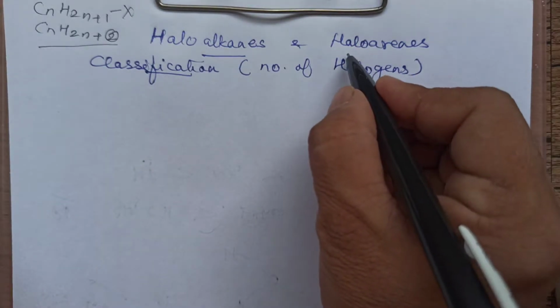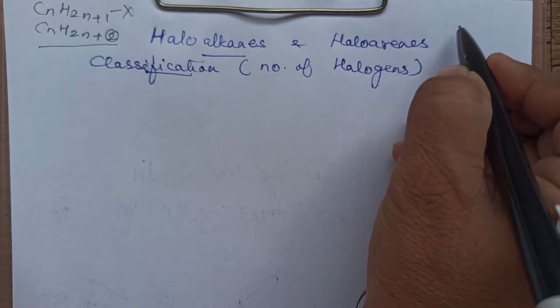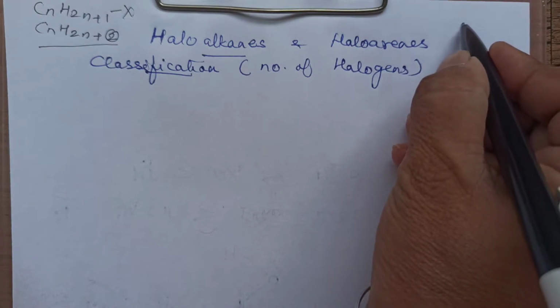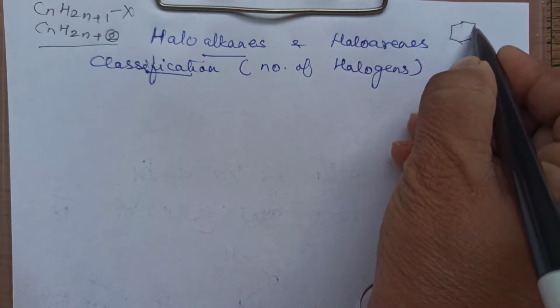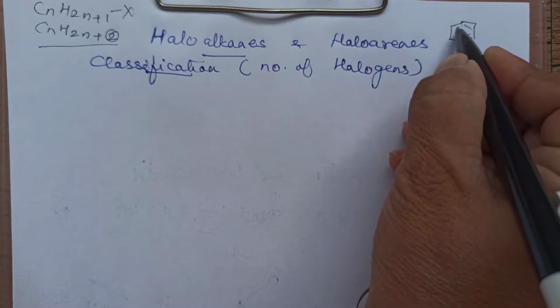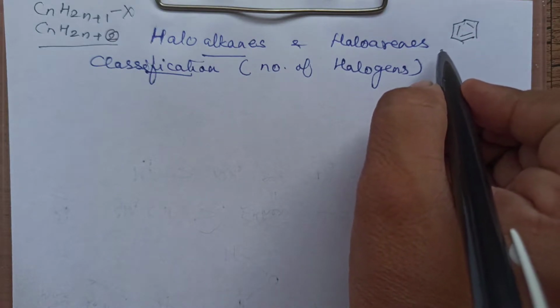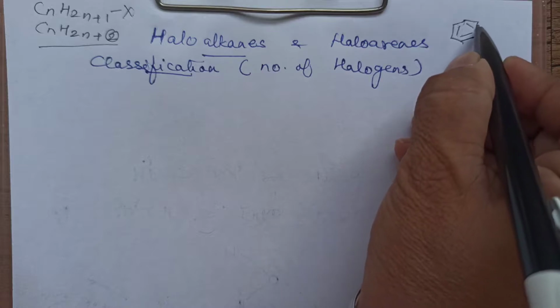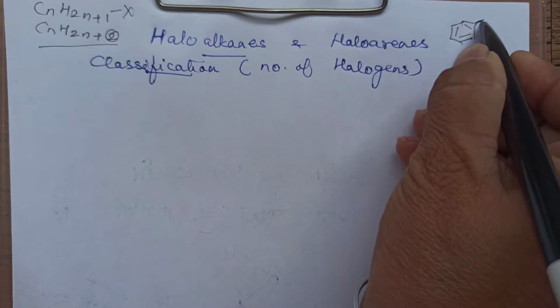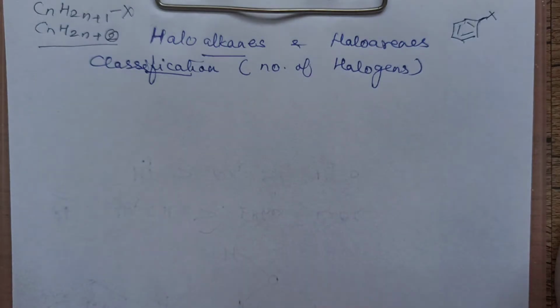Right? Now what is haloarene? Arene stands for the aryl group, aromatic group. That is benzene. Suppose in benzene, if I remove one hydrogen, it becomes aryl. Right? In that aryl, if I add one halogen, then it becomes haloarene.